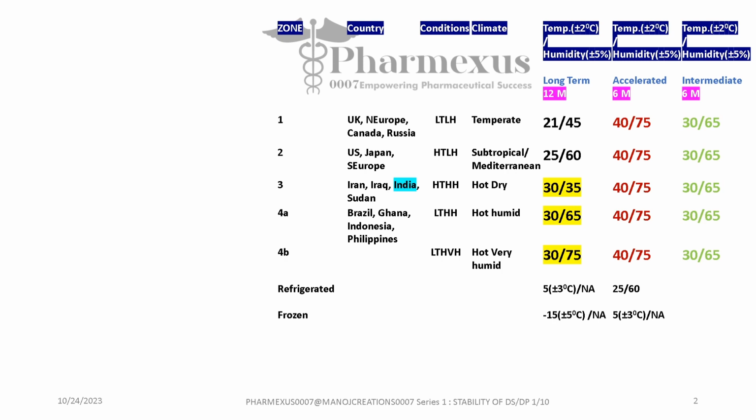Then for zone 2 it is 25 degrees plus or minus 2 and 60 plus or minus 5% RH.